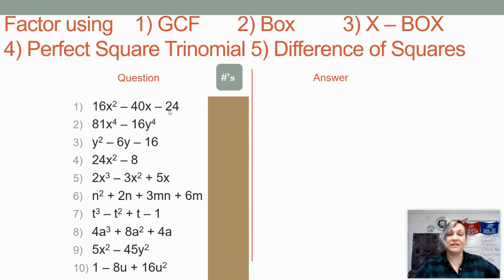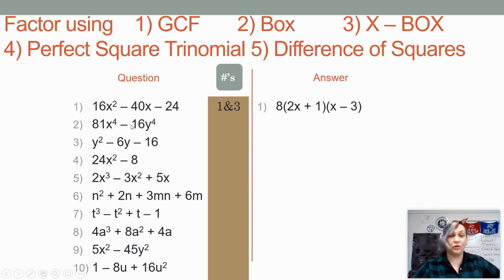And then since this is a trinomial, we should also try X box. Now on number one, GCF and X box both work. So you were able to do 2 types of factoring. And we end up with this for our final answer. So 8 was my GCF. And then after I did X box, I got 2x plus 1 and x minus 3.